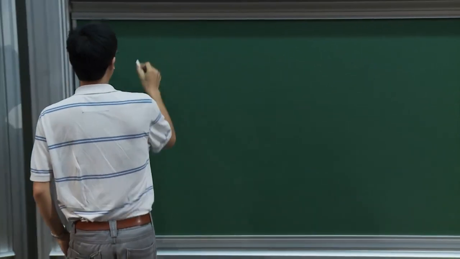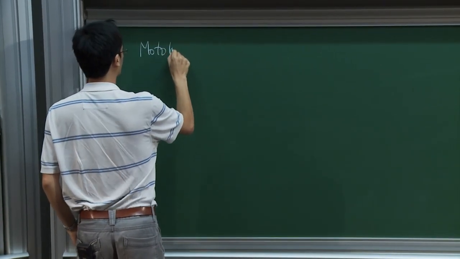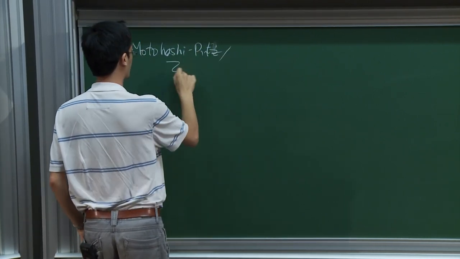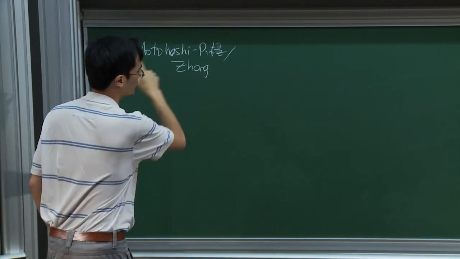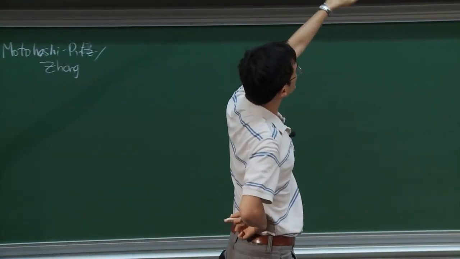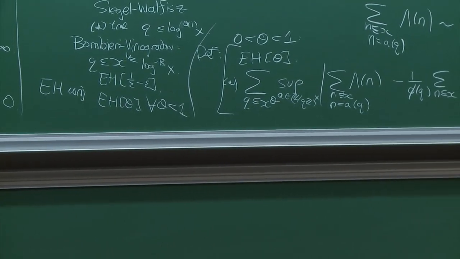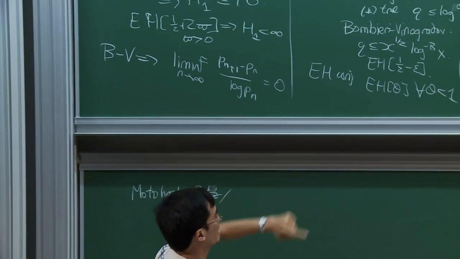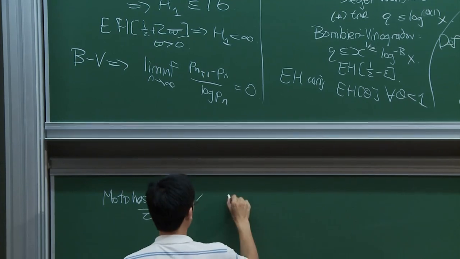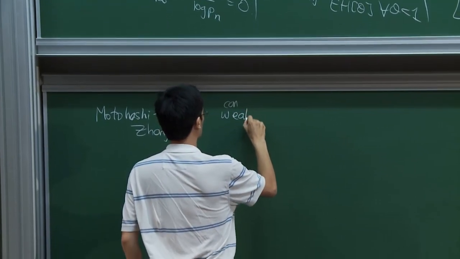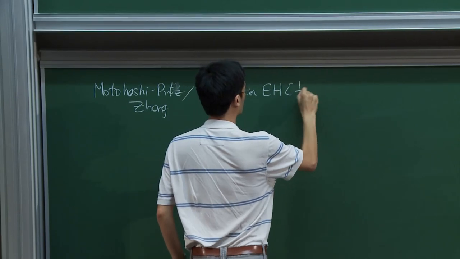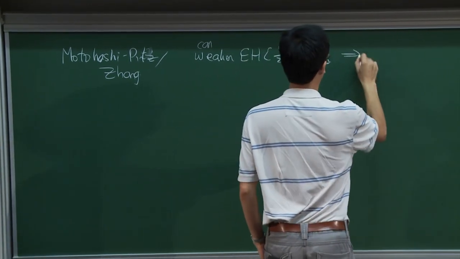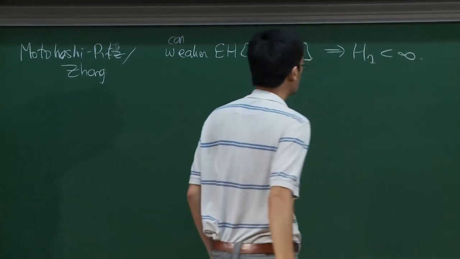Later on, it was observed independently by Motohashi and Pintz, and independently by Zhang, although this was several years later, that this conjecture is a bit too strong for what's needed. If you're just interested in bounding H1, for instance, you don't need the full strength of Elliott-Halberstam. You can weaken the Elliott-Halberstam conjecture beyond 1/2 and still get boundedness of bounded gaps between primes.